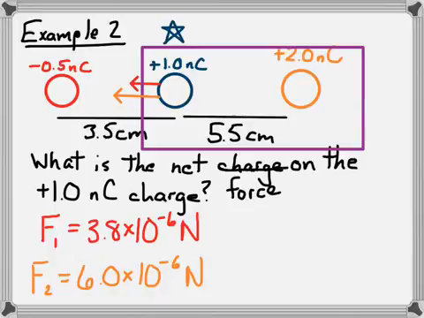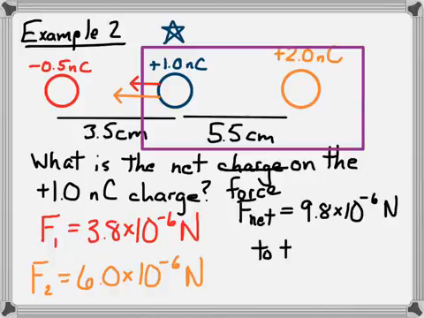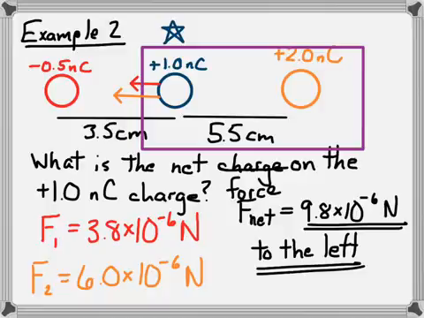There are two forces acting on this charge, and I'm being asked what is the net force. These two forces are pointing in the same direction, which means I need to add them together. So I'm going to add 3.8 and 6.0, and I am going to get a net force of 9.8 times 10 to the negative 6 newtons. And my diagram tells me that that force is pointing toward the left.